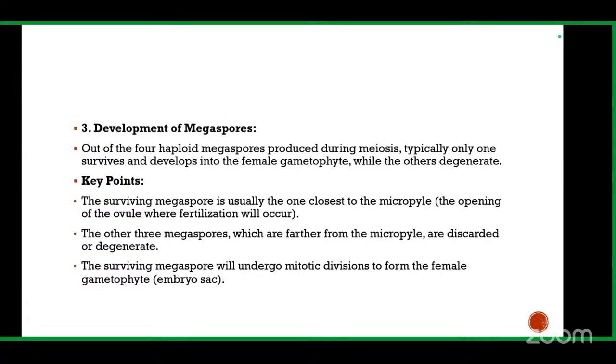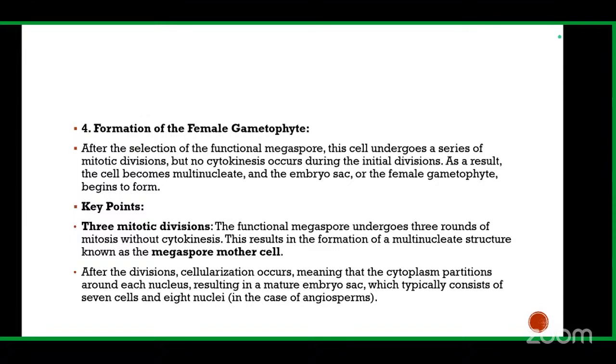Then the surviving megaspore will undergo mitotic divisions to form the female gametophyte, the embryo sac. So, formation of the female gametophyte: how is the female gametophyte formed? Listen very carefully, understand this concept because it is very important. After the selection of the functional megaspore, this cell undergoes a series of mitotic divisions. Now there will be mitotic division, meaning repetitive division, but no cytokinesis occurs during the initial divisions.